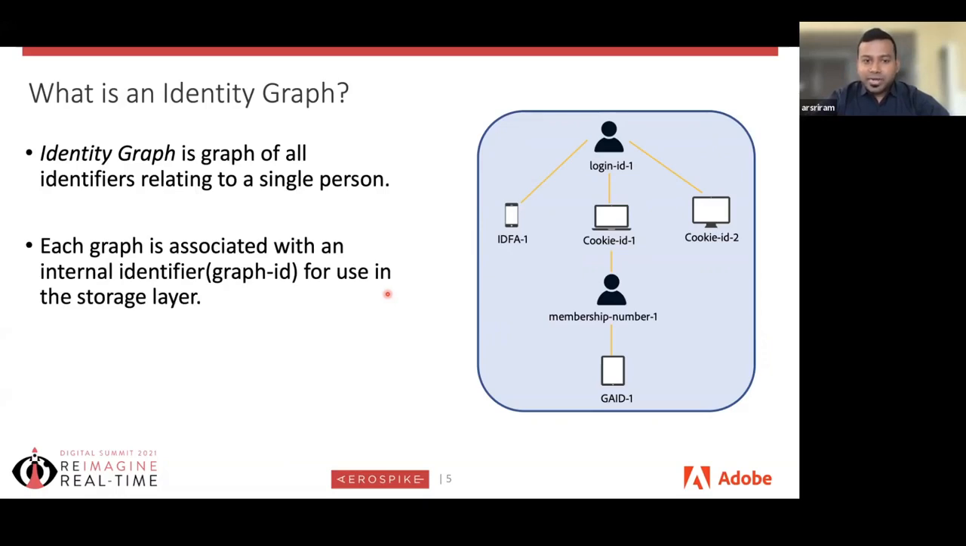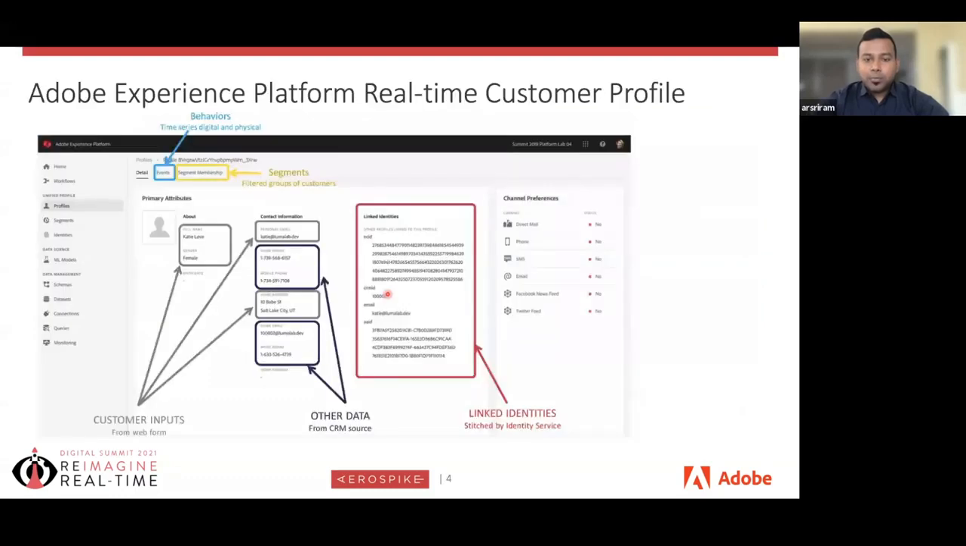Each person-level graph is also associated with a graph ID. It's used internally for storage purposes. So this identity graph is what is being used to power this 360-degree view of the customer. Essentially, the graph tells the system which IDs to link together in order to form the 360-degree view.